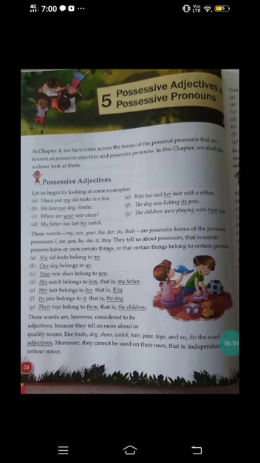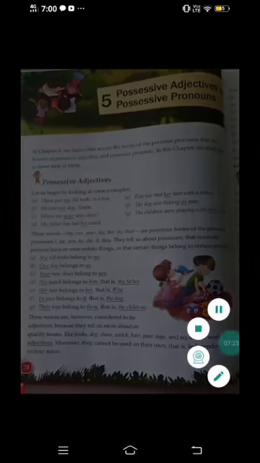My old books belong to me. Our dog belongs to us. Your new shoes belong to you. Let's continue. Her hair belongs to her. That is Rita. Its paw belongs to it. That is the dog. Their toys belong to them, that is the children.